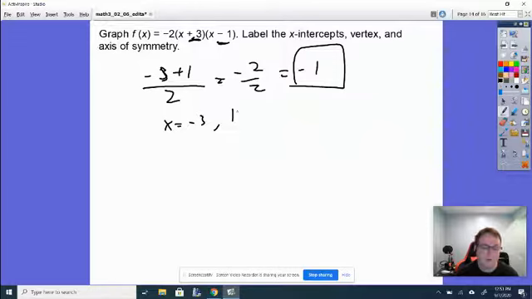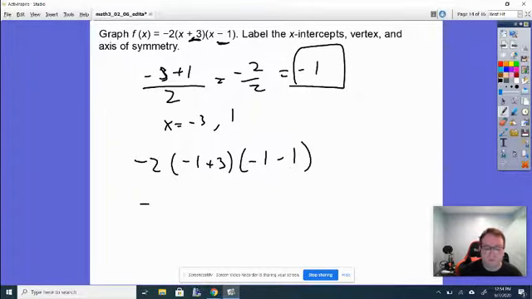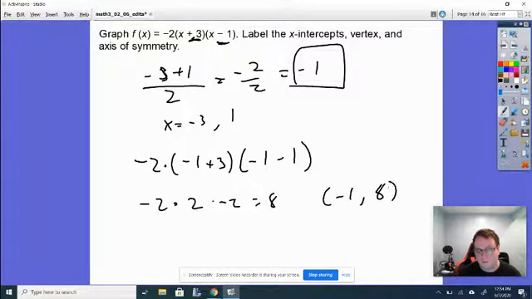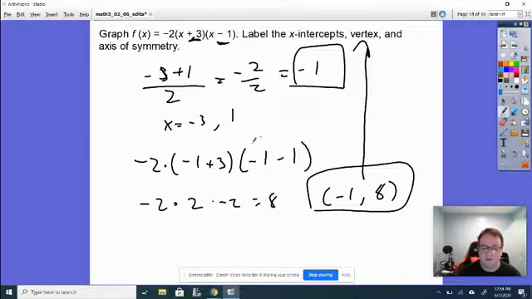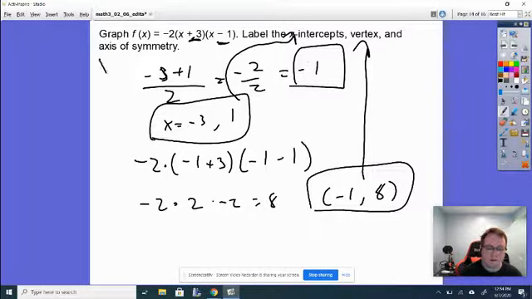And then my vertex, I just need to take that negative 1 and plug it back in. So negative 2 times negative 1 plus 3, negative 1 minus 1. So that's what's happening there. This is going to be positive 2. This is going to be negative 2. Negative 2 times 2 is negative 4, times negative 2 is positive 8. So then my vertex is at (negative 1, 8). So that's my vertex. These are my x-intercepts. And then x equals negative 1, you write it correctly, is my axis of symmetry.